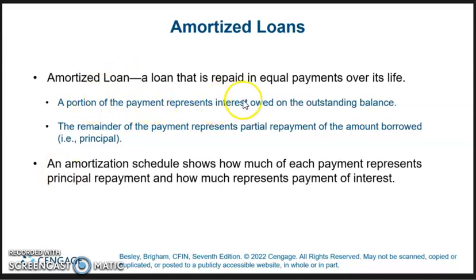A portion of the payment represents interest on the outstanding balance, and the remainder of the payment represents partial repayment of the amount borrowed, or the principal. An amortization schedule shows how much each payment represents. So on the next slide, we're going to calculate the payment on a loan.